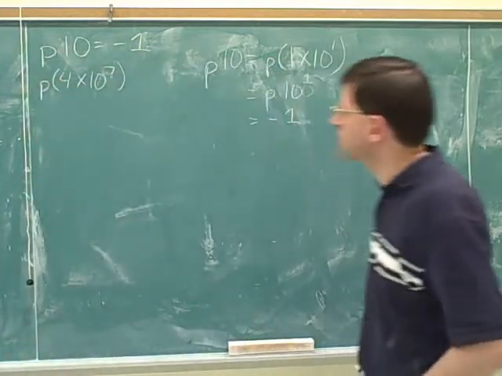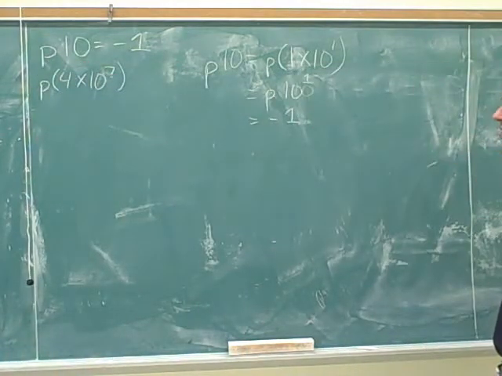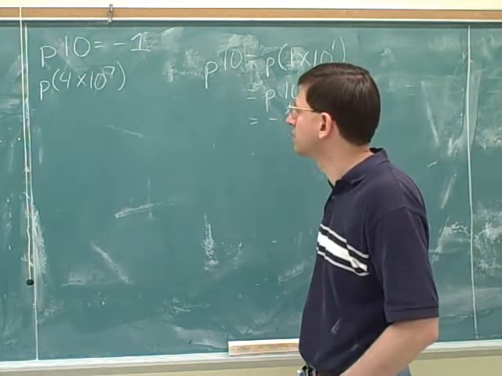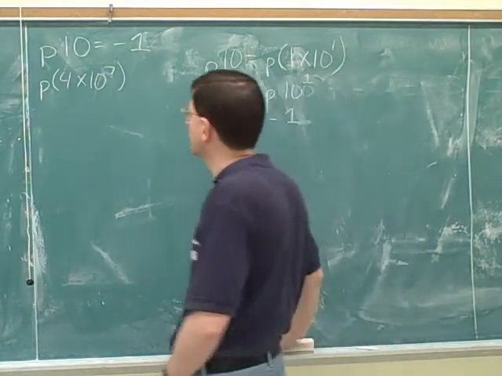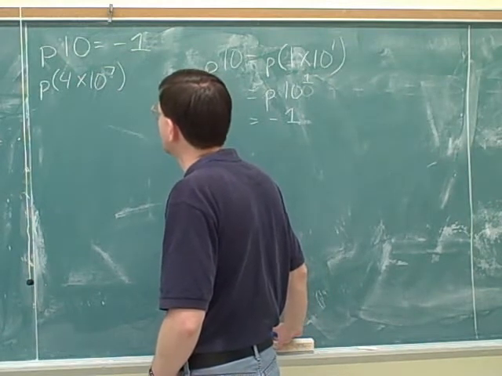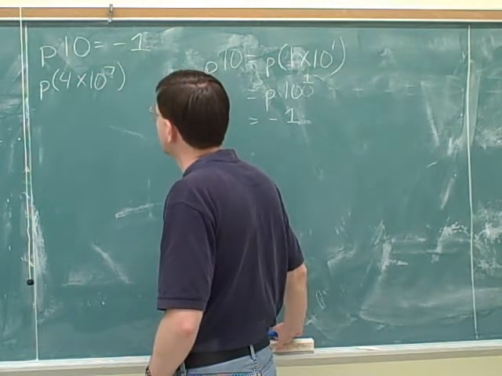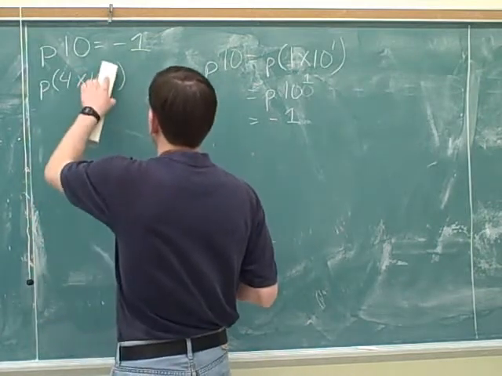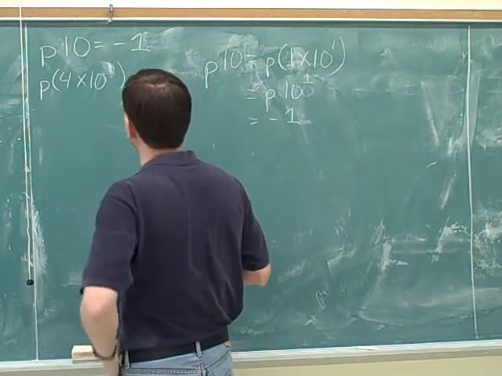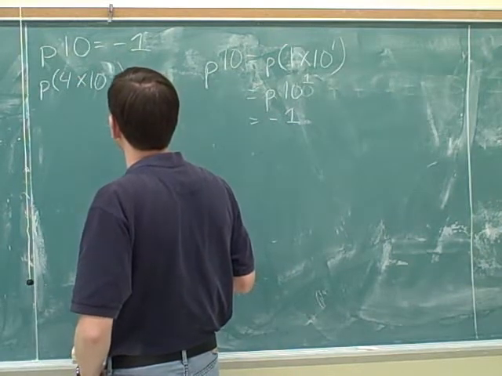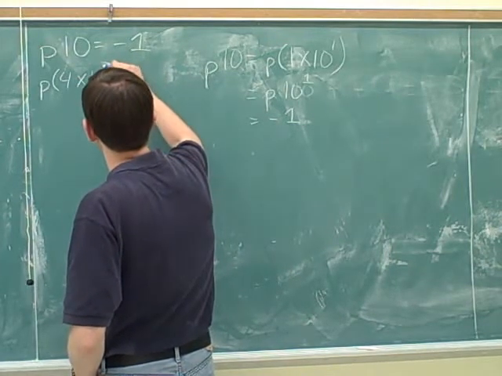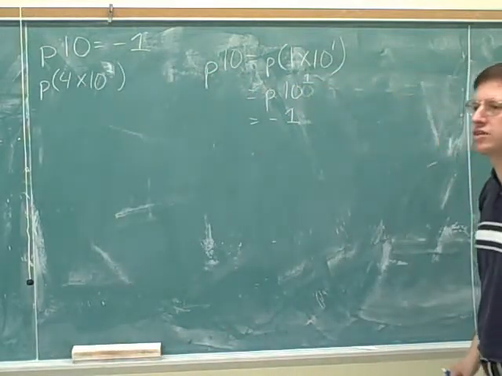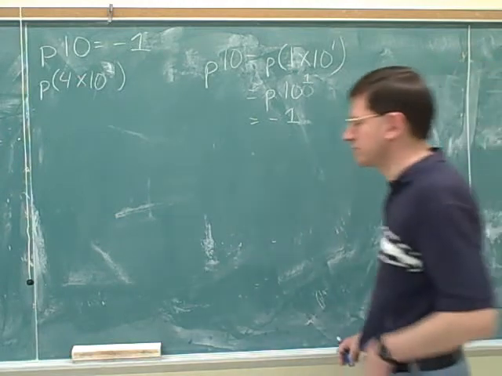So let's try this. The p of 4 times 10 to the 7th. Maybe that's a little big. Let's try this. The p of 4 times 10 squared.